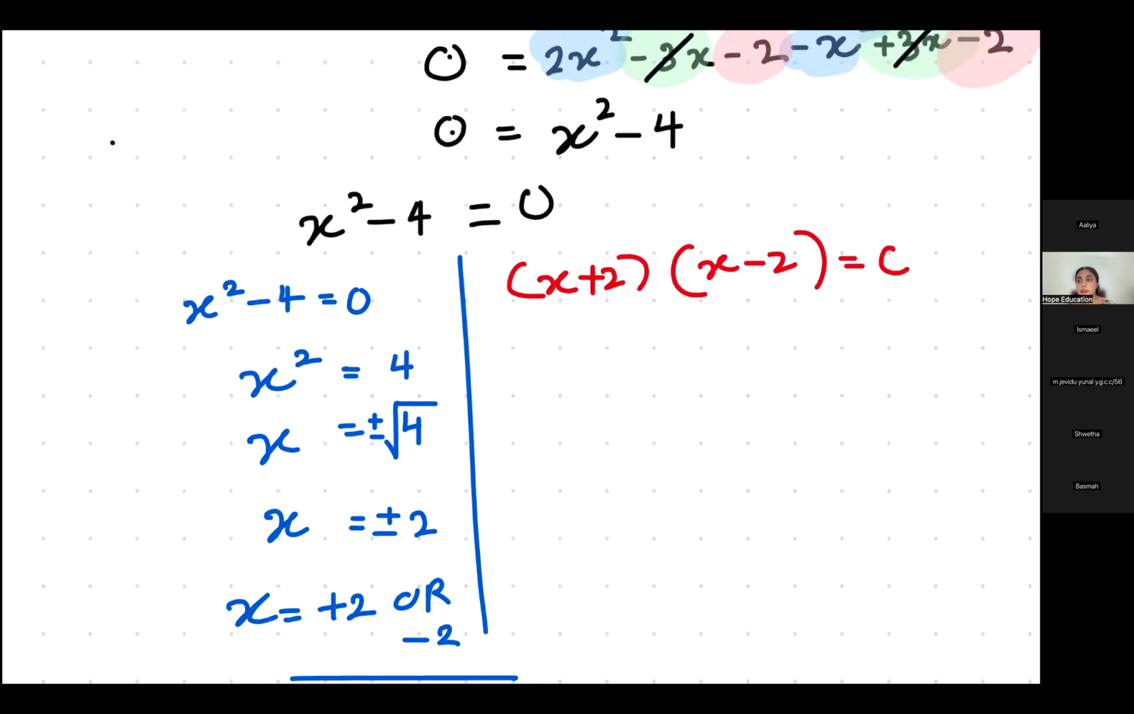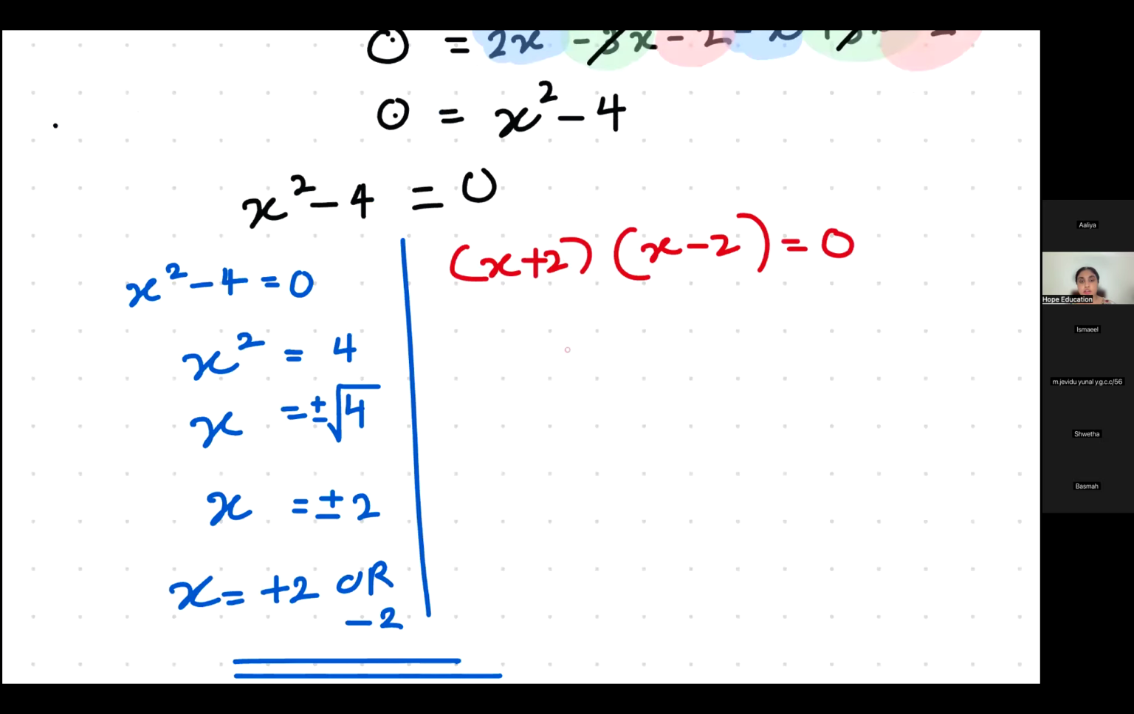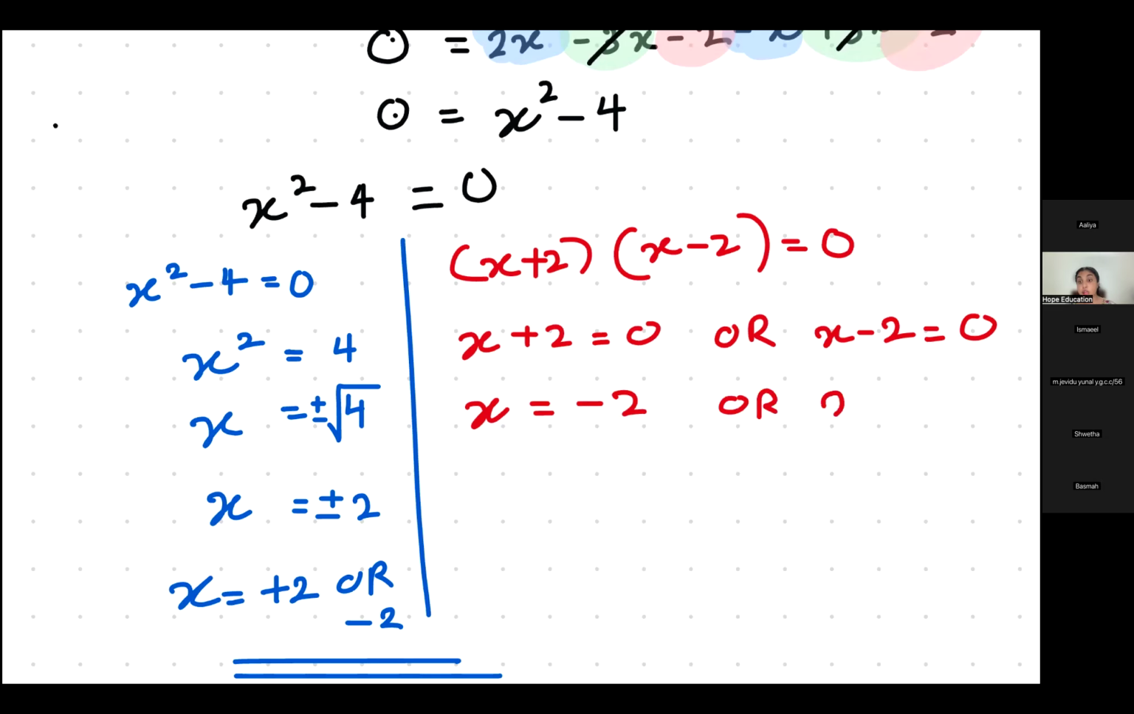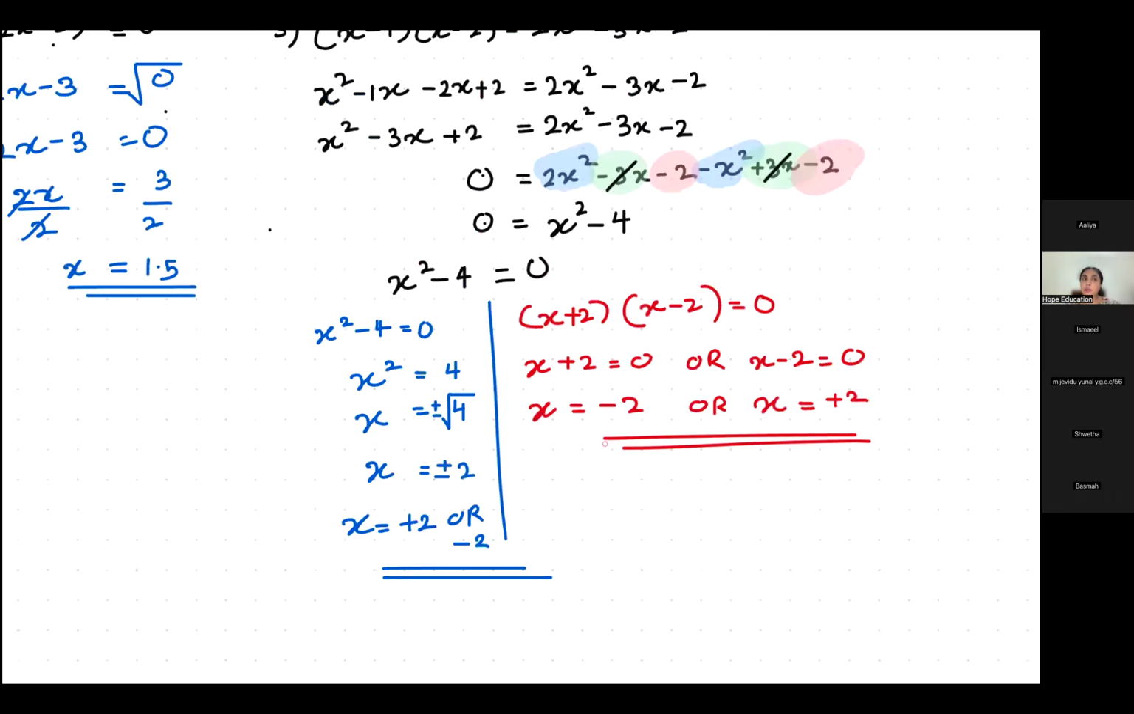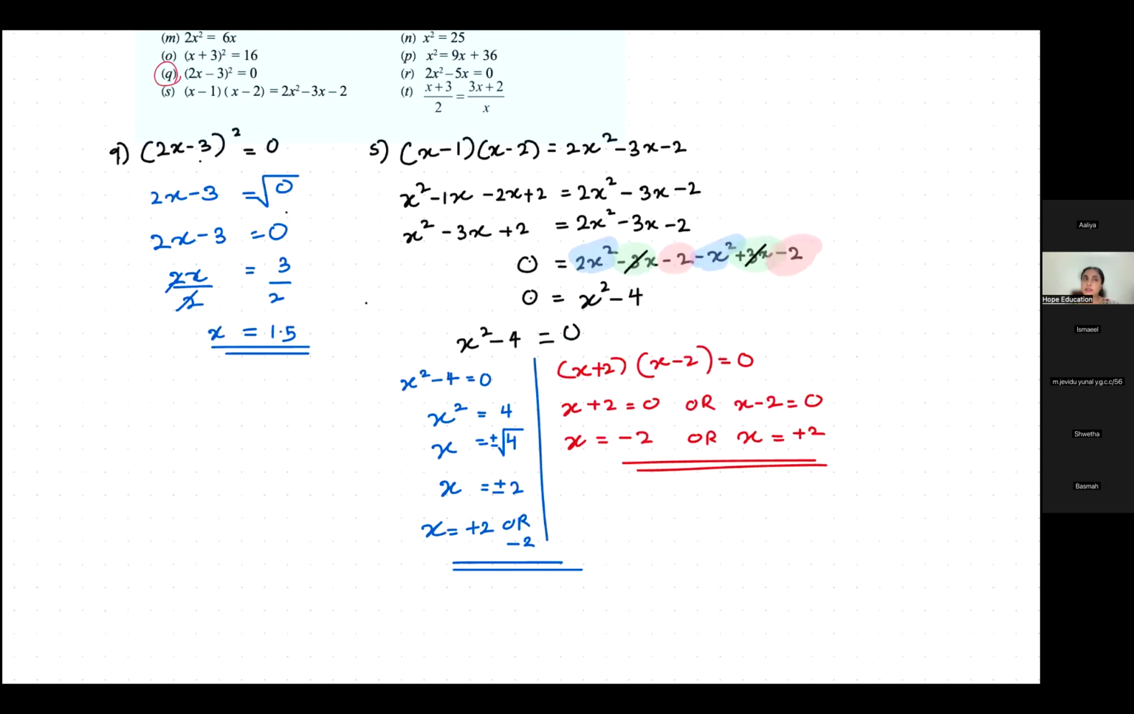So when you multiply it becomes 0. So x plus 2 equals 0 or x minus 2 equals 0. Then plus 2 when I bring it to the other side, it becomes minus 2. Or minus 2 when I bring it to the other side, it becomes plus 2. So they both give the same answer anyway. Is this clear to all of you? Give me a thumbs up, please.